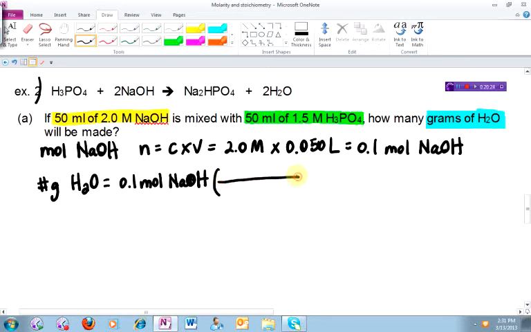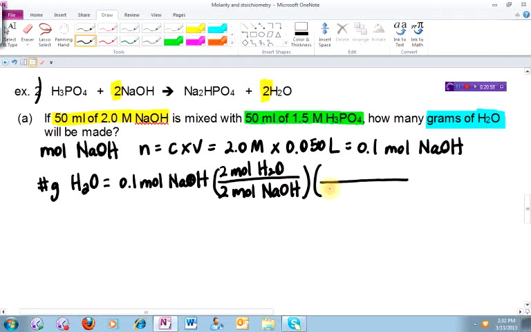So we need to look at our mole ratio in the equation. So here's our NaOH, and here's our water. So we have a 2:2 mole ratio. Even though it cancels out, it's a good idea, like I said, to write it in, just to make sure that you've got your conversion factor set up properly. The units are canceling out.